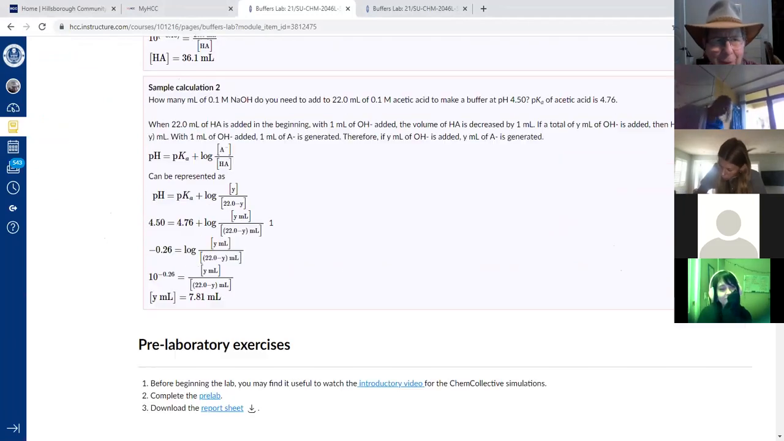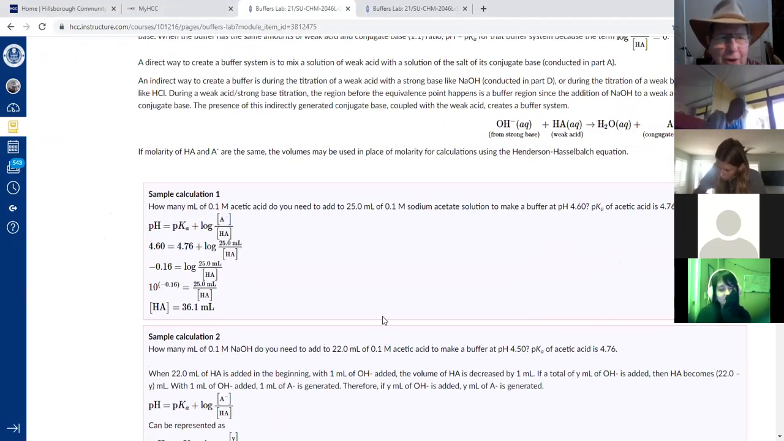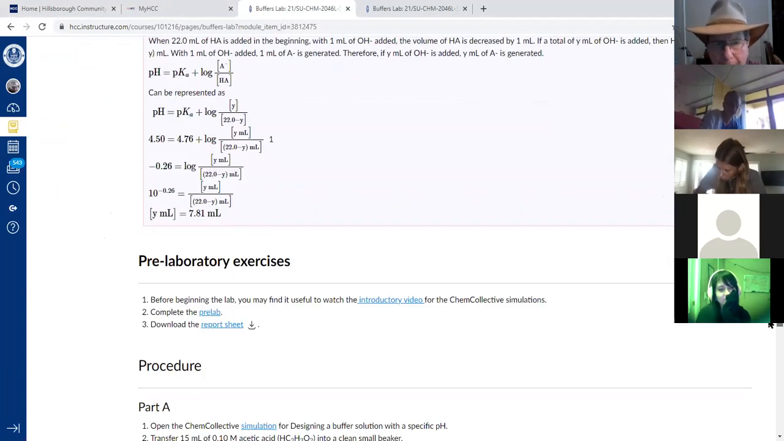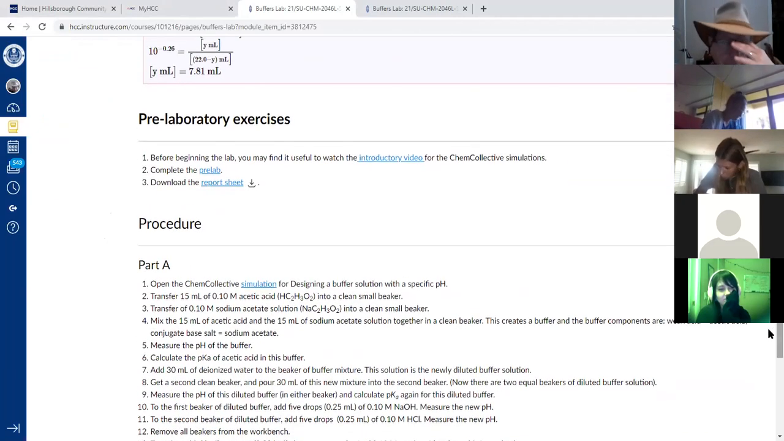Now, if you want to, it gives you a couple sample calculations to do the problems. It would be a good idea to watch the introductory video. It's one of the same simulations you've used before. When you see it, it's going to be very familiar to you. Jordan, did you have any problem assimilating this chem simulation to the last one? No. Okay.